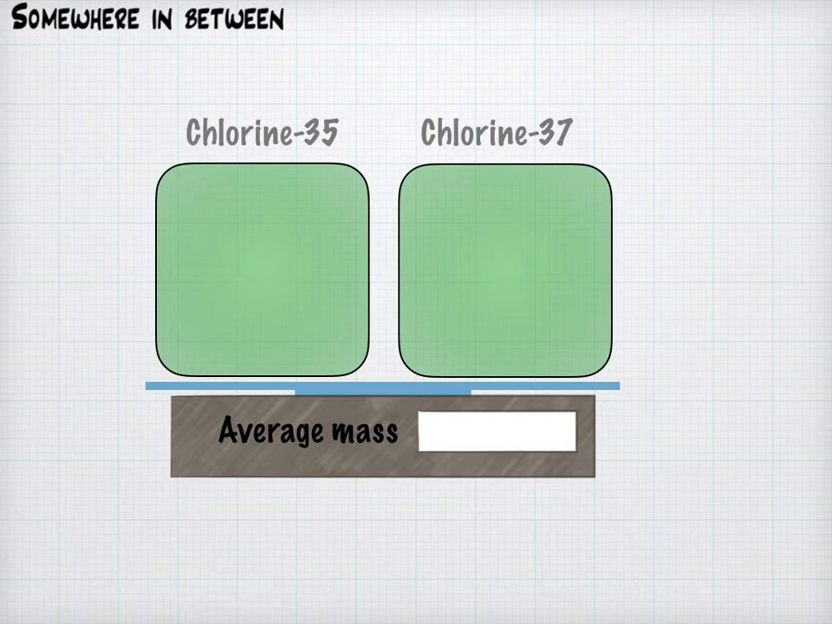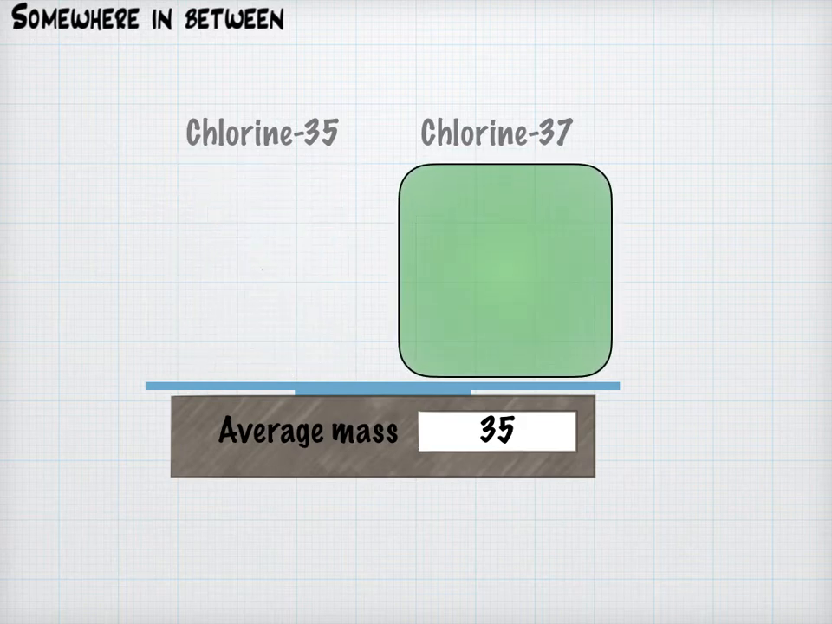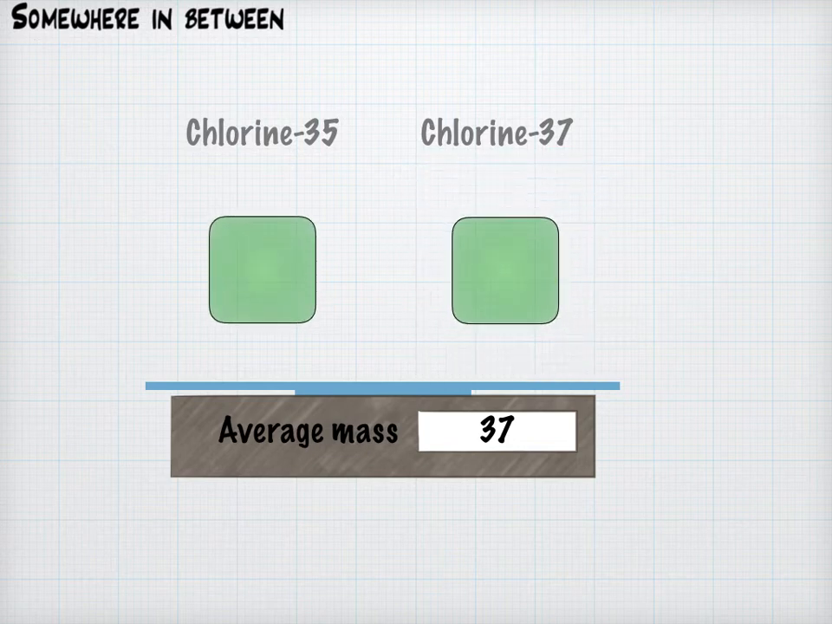Okay, now let's imagine that it's all chlorine-35. All the atoms are chlorine-35, there's no chlorine-37 at all. In that case, the average would simply be 35. Okay? Similarly, if all the atoms were chlorine-37, then the average would be 37. If there was equal amounts of each, in other words 50-50, 50% chlorine-35, 50% chlorine-37, then the average would be exactly halfway between them at 36.